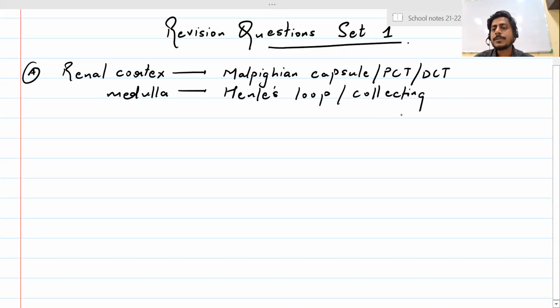So they can ask you which part of the nephron is found in the renal medulla. That will be Henle's loop. And why is the cortex appearing dotted? Because it has the Malpighian capsule, the PCT and DCT. Remember to write the full form.